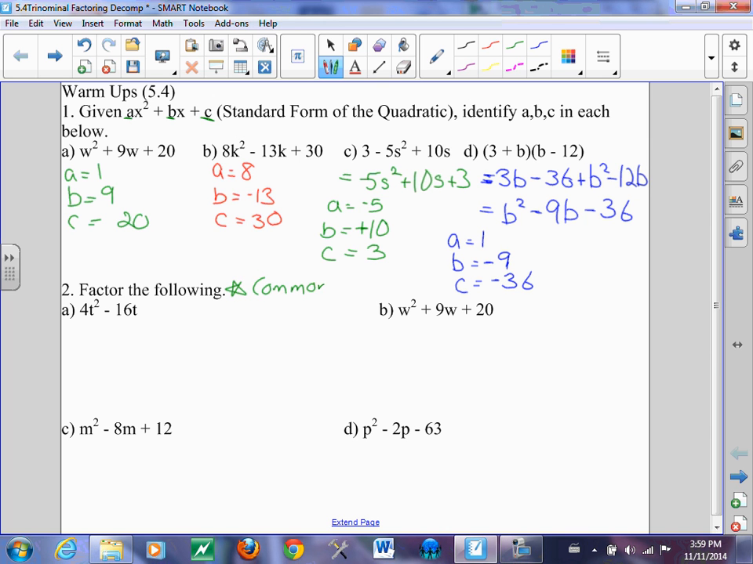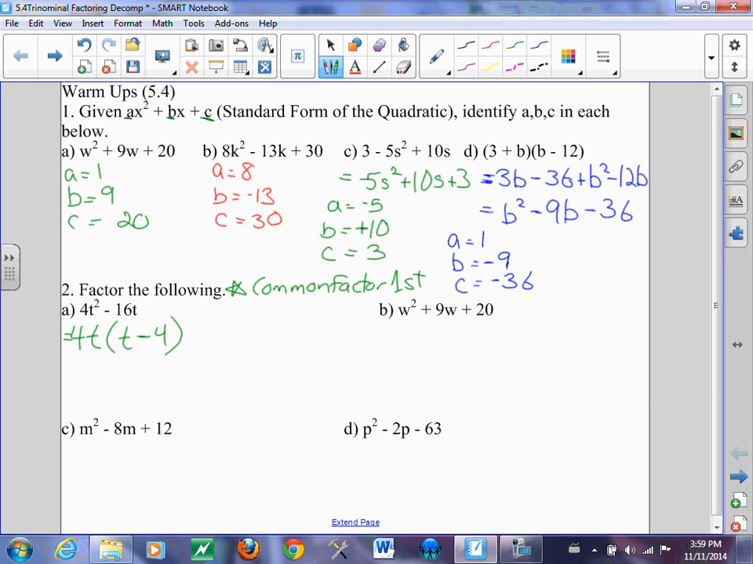All right, it says factor the following, and always remember, folks, when we factor, we always want to common factor first if possible. Remember that for your upcoming quiz and upcoming test. All right, so make sure to common factor first, ladies and gentlemen. So what do we have available here? We can take a 4 out and a t. So we're left with t minus 4.